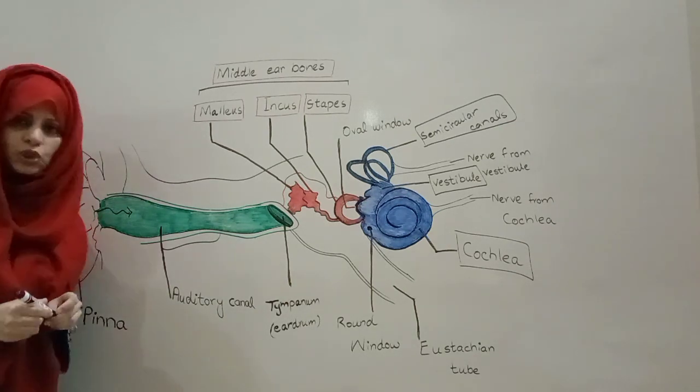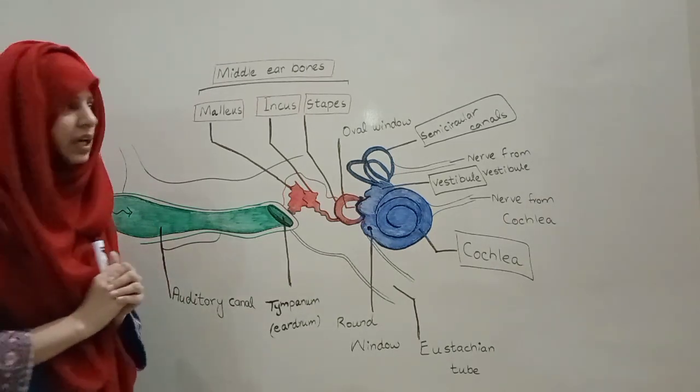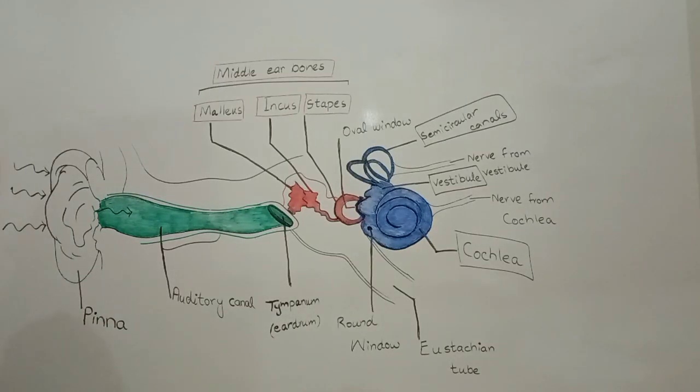Let's talk about the structure of the pinna. Pinna is basically made up of cartilage and it is covered with skin.